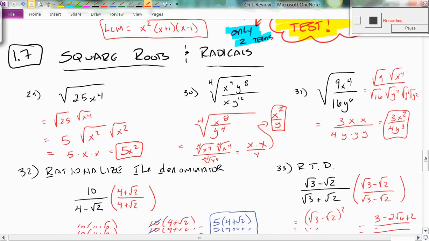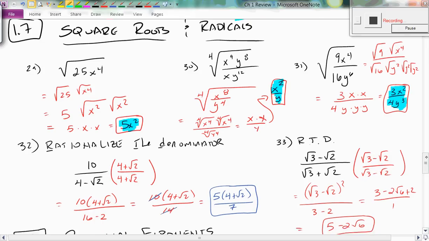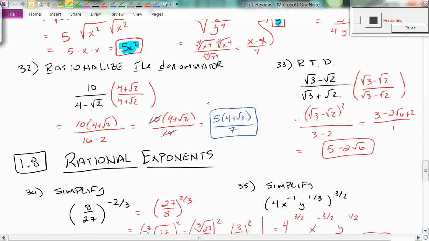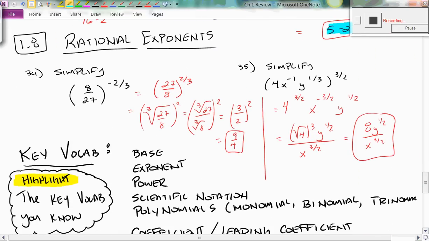Okay, number 29. I got 5x squared. 30, I got x squared over y. 31, I got 3x squared over 4y to the third. So take a look at all of my work if you need to. Just pause the video and look at the work if you want to figure out how I was doing that stuff. Number 32, I got 5 times 4 plus rad 2 over 7. 33, I got 5 minus 2 square root of 6. 34, I got 9/4. And finally, 35, I got 8y to the 1/2 over x to the 3/2.